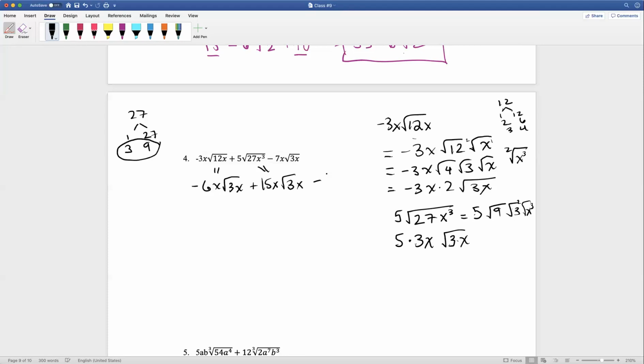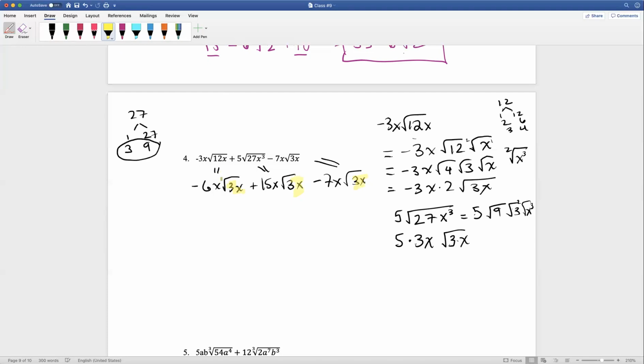Last term, minus 7x square root of 3x. Nothing we can do with that guy. The minus 7x square root of 3x, there's nothing we can do with that. Notice, please, that with 3 and x, there's only one factor of x. There's an index of 2, so you can't pull out any x's. The exponent's smaller than the index. And 3 is prime, so 3 is not going to have any perfect square factors.